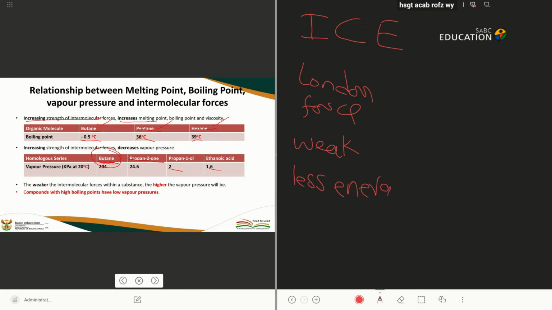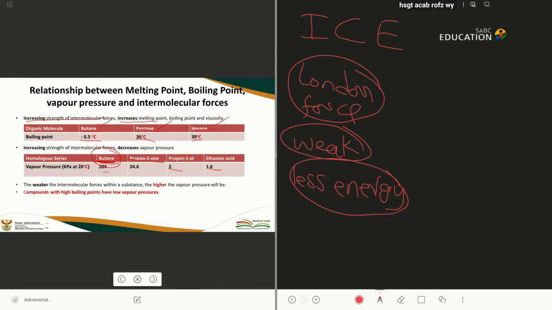You see, you are still doing the I's now. The first thing, you identify the type of intermolecular force. You compare the strength of the intermolecular force. You talk about the amount of energy required. Remember, when you talk about energy, you must mention that it's energy required to overcome the intermolecular force. For butane, less energy is required, which means vapor pressure will be very high.